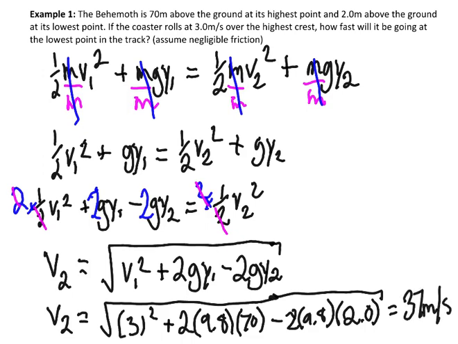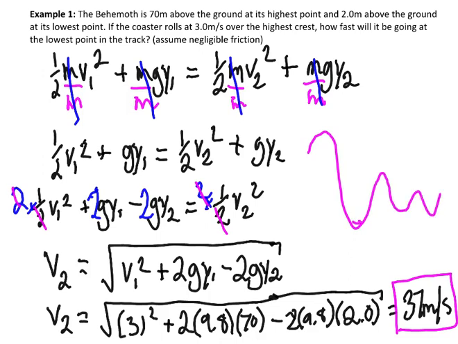So the fastest you'll be going on the behemoth will be at the lowest point in the roller coaster, whatever it looks like. So the lowest point, wherever that is, you'll be going the very fastest there, and the speed you'll be going is 37 meters per second, approximately.